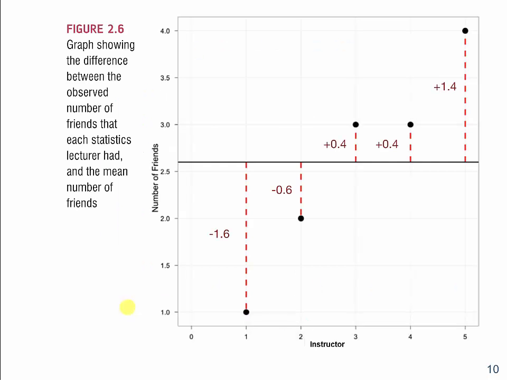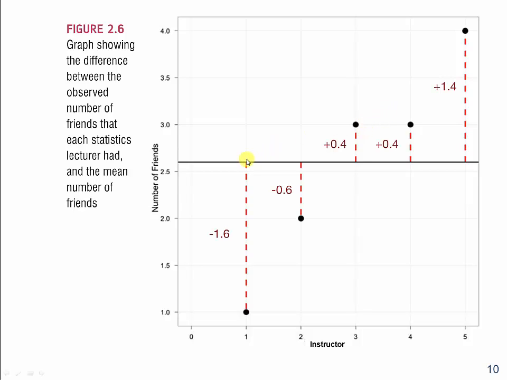In this example, again, we have 5 instructors, but this time the model, in other words the mean, doesn't fit perfectly to the data. Our mean, which is the model, is 2.6 friends per instructor. That's indicated by the horizontal dark black line in the center. Instructor 1 only has 1 friend. He deviates from the model by -1.6 friends. Instructor 5, on the other hand, has 4 friends. So he or she has a deviation of 1.4.